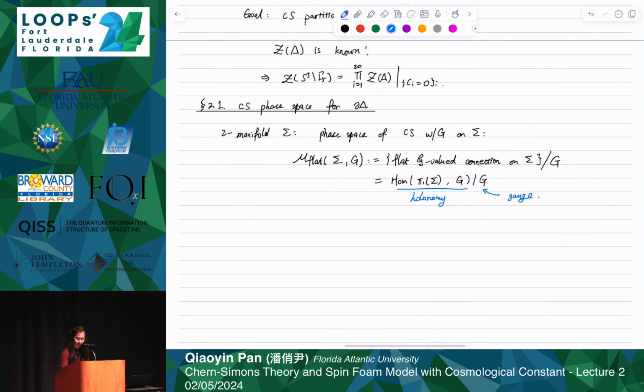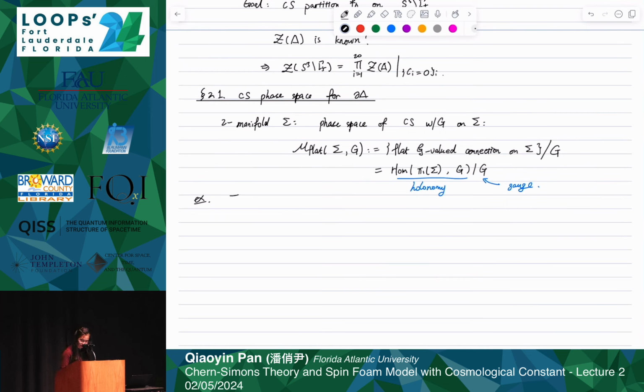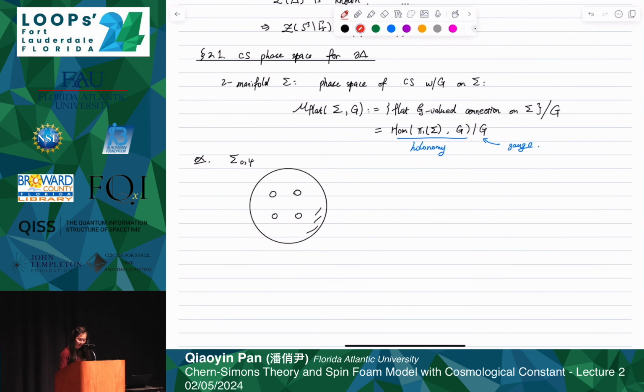Let me give you an example, which is actually a very important example. We will use it tomorrow. The example is to consider the 2-manifold to be a 2-sphere with 4 points removed. There are 4 holes. The fundamental group is generated by 4 loops starting and ending at the same point. Say this point, I have 1, 2, 3, 4, each surrounding a hole. I'll call them L1, L2, L3, L4.